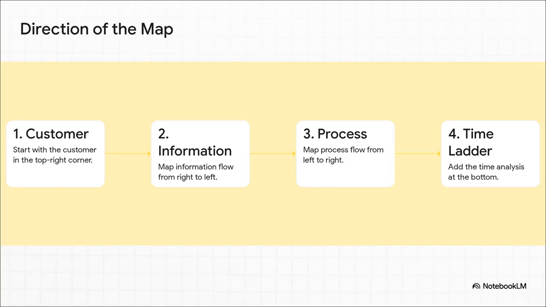Now, this is where VSM gets a little weird, but it's also kind of genius and totally different from a normal flowchart. You actually start with the customer way over in the top right corner. Then you map the flow of information backwards from right to left. And then underneath all that, the physical process flows forward from left to right. This whole structure creates this amazing picture of how a customer's demand actually triggers all the action.